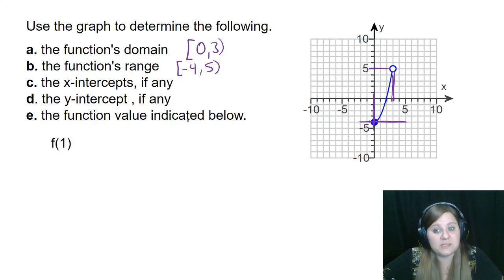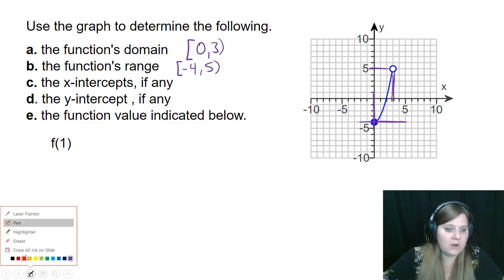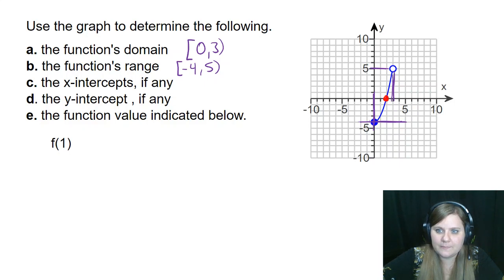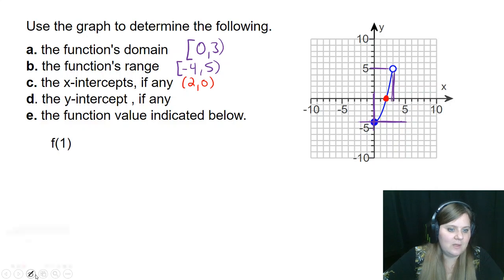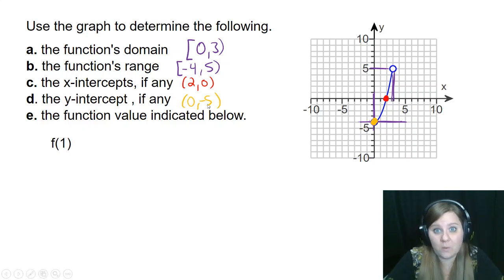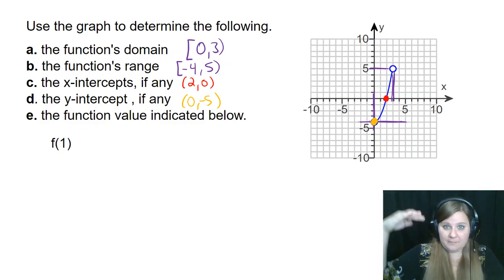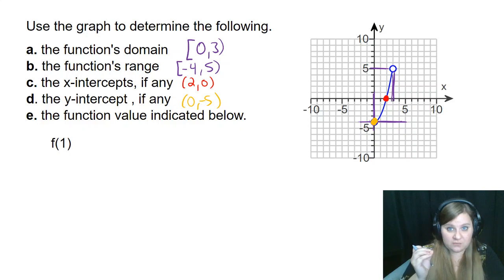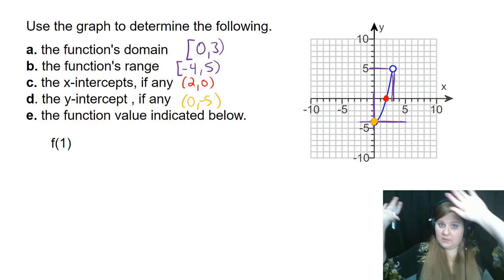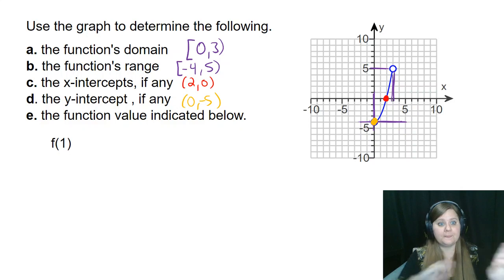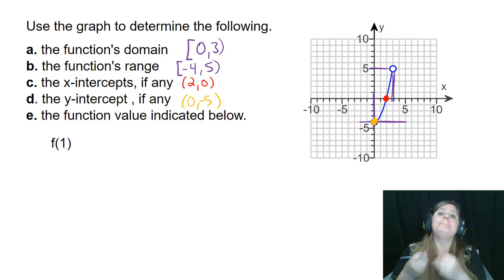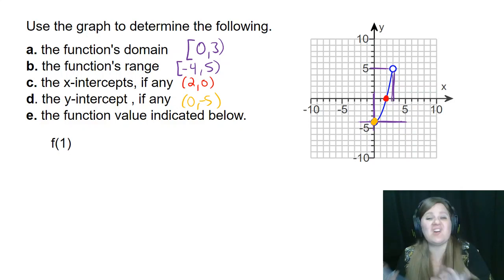Now, the x-intercept is where we cross the x-axis. We cross the x-axis right here, and that is at the point (2, 0). The y-intercept is where we cross the y-axis. Well, that happens right here. That's (0, -5). Again, notice that I'm writing those as points. Also, I want to clarify something because a lot of people get this confused. A and B, the answers for domain and range, are intervals. This is the interval of x and the interval of y. Whereas the answers for C and D are points. So while they look the same, they are not the same.